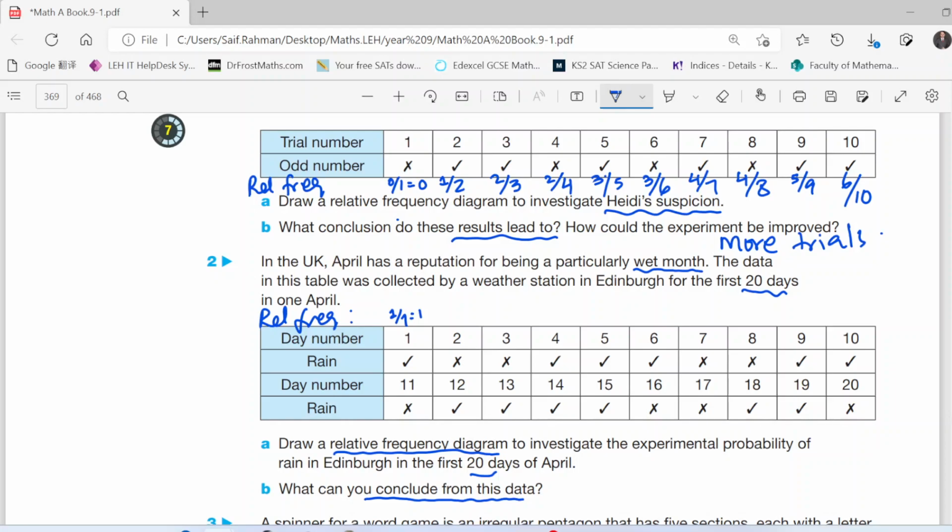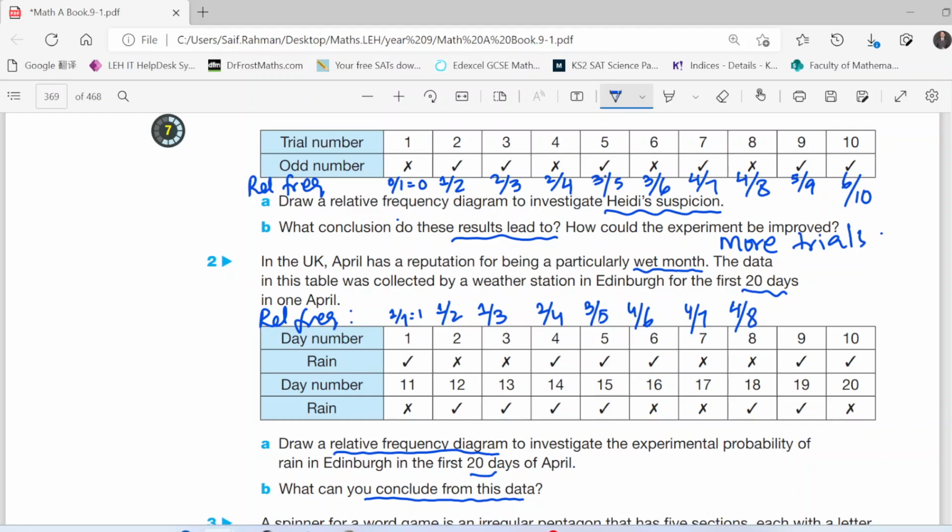So the success is still 1 and the trial is 2. For the third one, 1 over 3. For the fourth one, 2 out of 4. For the fifth one, 3 out of 5. For the sixth one, it's 4 out of 6. For the seventh one, it remains 4 out of 7. For the eighth one, it remains 4 out of 8.